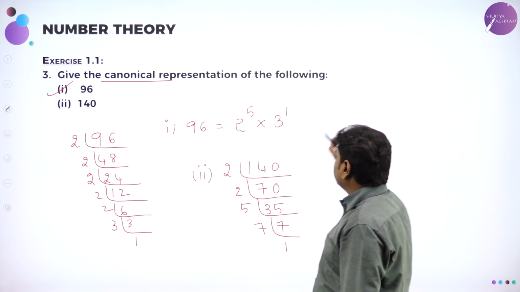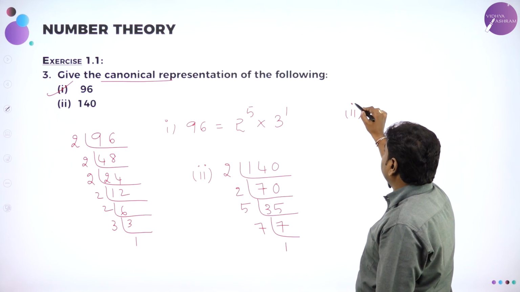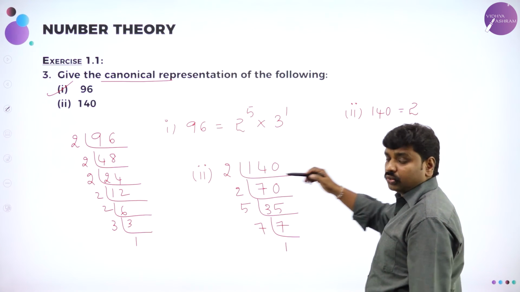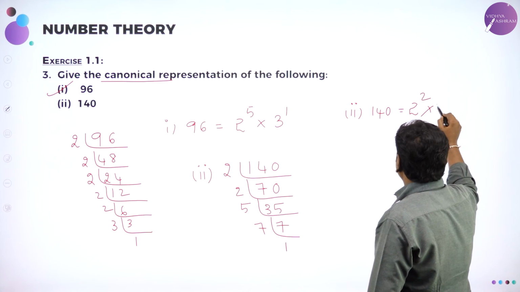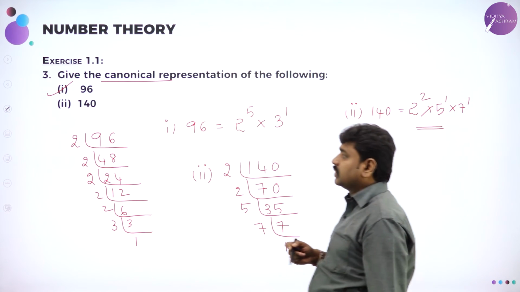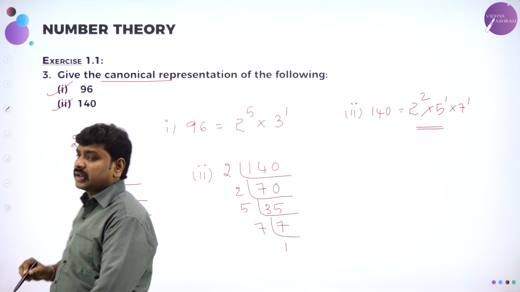So now you can write the second question. What is the second question? 140. 140 can be written as 2 power 2, so 2 square into 5 power 1 into 7 power 1. This is a canonical form. So now we are done with this.